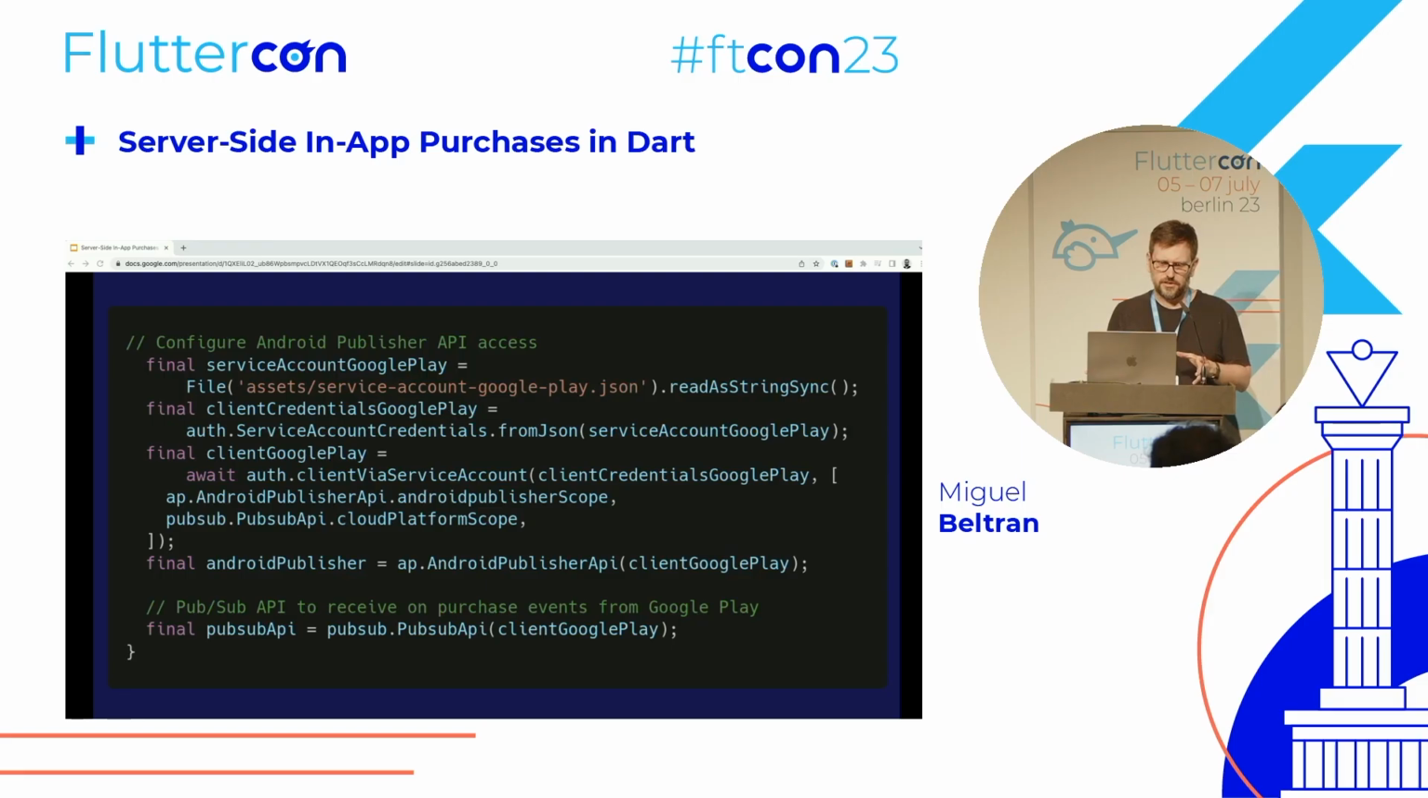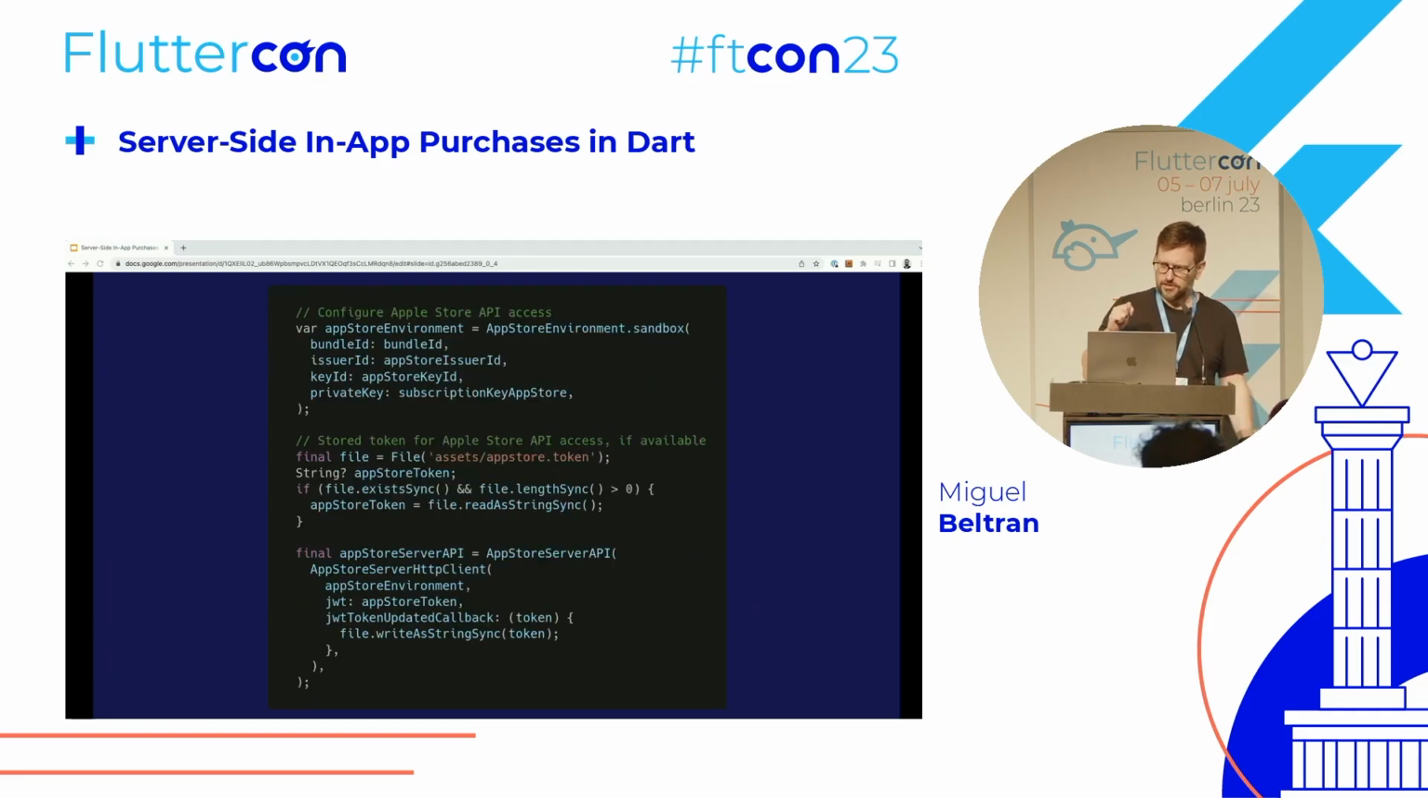So to configure Android it looks more or less like this. You're going to load your service account credentials, then you're going to create client credentials with this. With the client credentials, you need to create a client for Google Play, and then you say that you want to use the scope for Android Publisher and the scope for PubSub. Once you have that, you can take your client configuration and create the instances of the Android Publisher and the instances of the PubSub API. And this is already inside your server. And you can use them already to call the APIs and to obtain everything that you need.